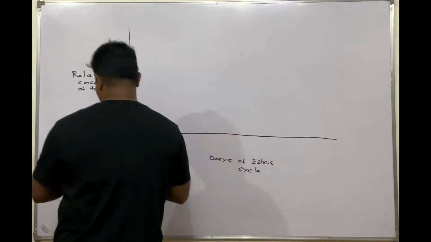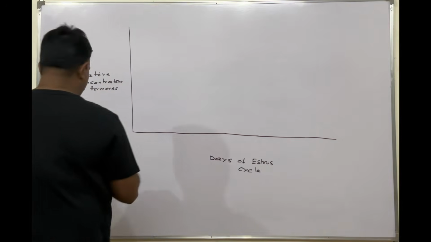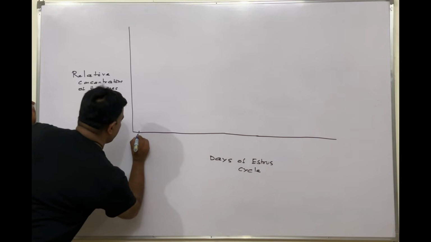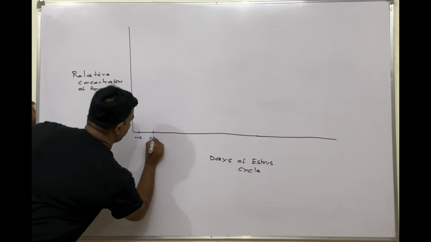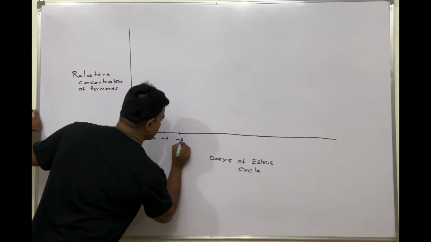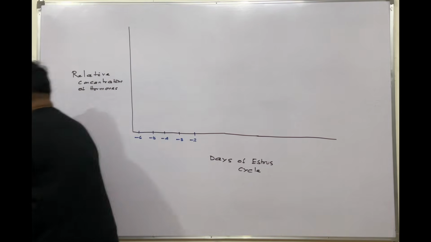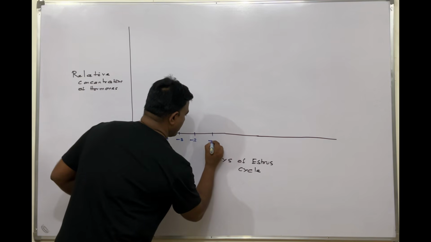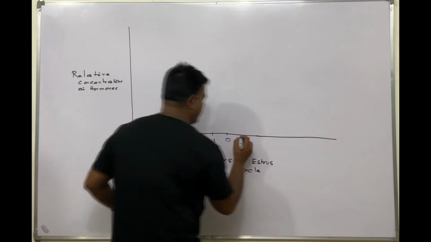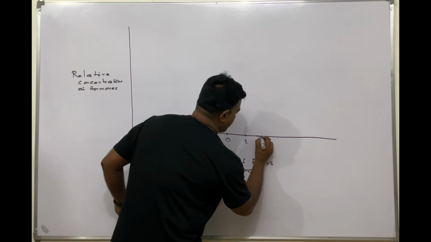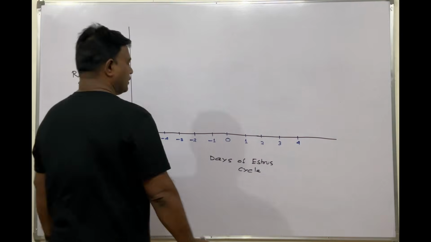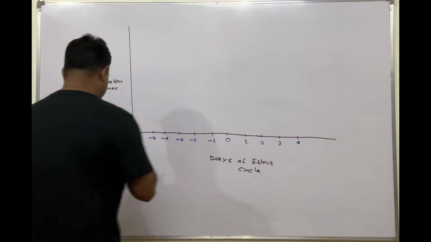So this is the first point. Let's start from here: -6, -5, -4, like this, days, -3, -2, and thereafter -1, 0, then 1, 2, 3, and 4, and so on. We'll try to understand what actually I'm showing.